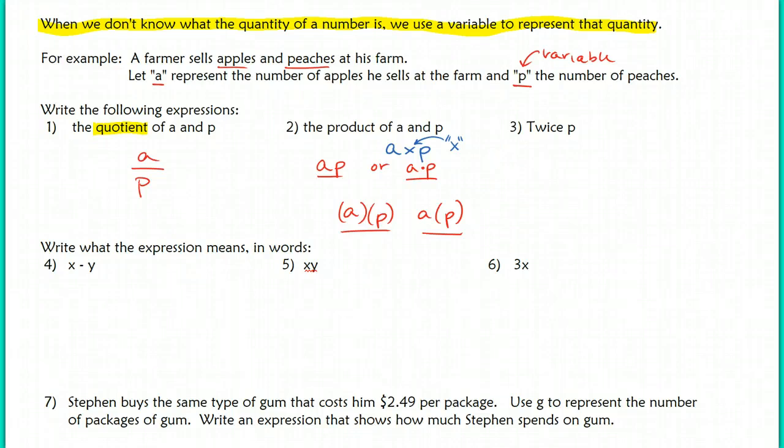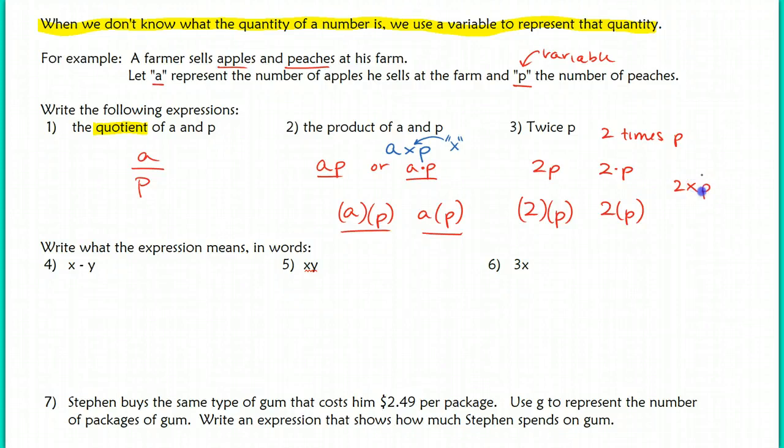Alright, so this third problem here, it says twice P. So this is the same as 2 times P. And I just went over a couple different things and a couple different ways of how you could rewrite this. So we could write this as 2P. We could write this as 2 with the dot P. We could write this with 2 and the P in parentheses. Or we could write this as 2 and then parentheses around the P. All of these all mean the same thing, 2 times P. The only thing we don't want to rewrite this as is 2 times P with that X that looks like multiplication, but it looks like an X, so we don't want to do that.